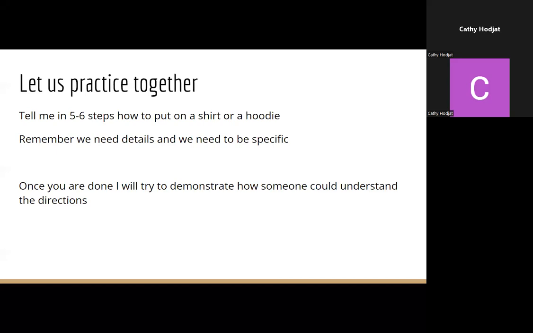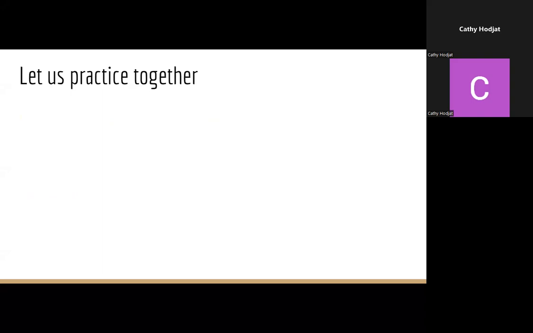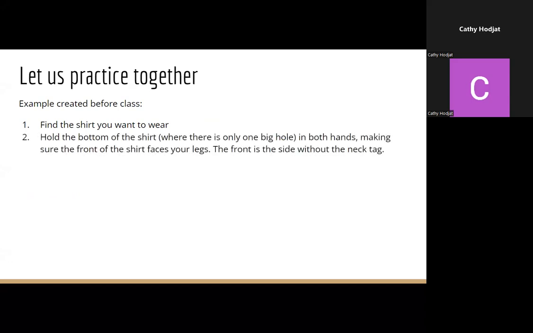So the next slide, I have a set of directions that Tessa gave. Find the shirt you want to wear. It's along the same lines that you said, to go to the dresser. Hold the bottom of the shirt where there is only one big hole in both hands, making sure the front of the shirt faces your legs. Okay, that's very specific. I could put it this way, backwards, and I'll have it backwards. The front is the side without the neck tag. Very specific.